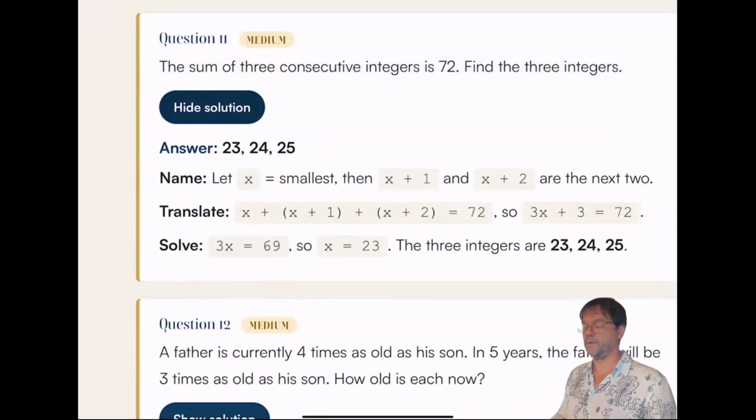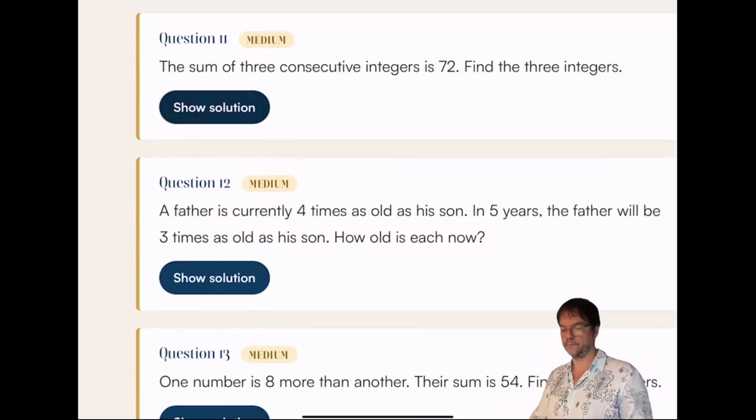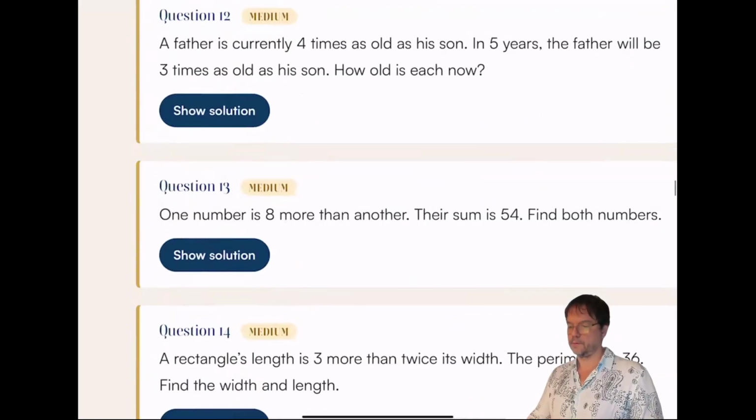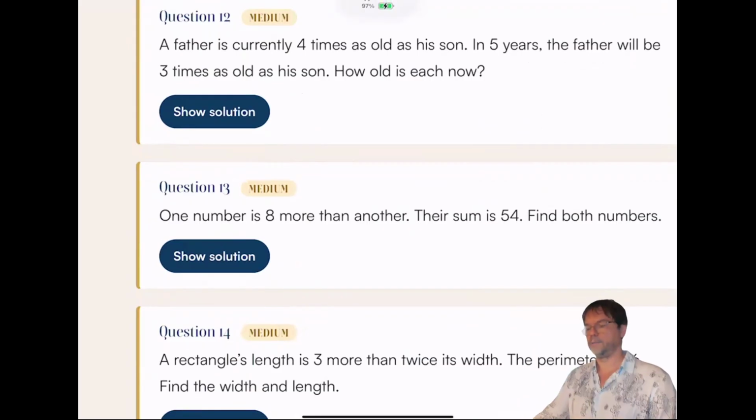Okay. Find the three integers. Sorry. The smallest one is 23, so the next ones are 24 and 25 because I have three consecutives. Is that okay? Yeah. Okay. Next one.